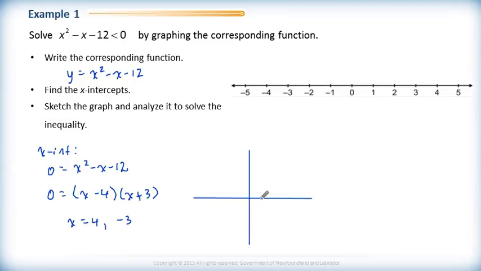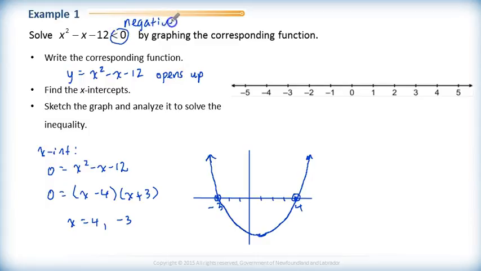A quick sketch of the graph is sufficient for this problem. We have an x-intercept at 4, and we have one at negative 3. We'll circle those values because we don't have an equals in our inequality. For our purposes, it's enough to know that the graph opens up. We don't need an accurate location for the vertex, so a quick sketch like this is good. I'm going to be looking for where the y values are negative, so I highlight the portion of the graph where the y values are negative, like so.